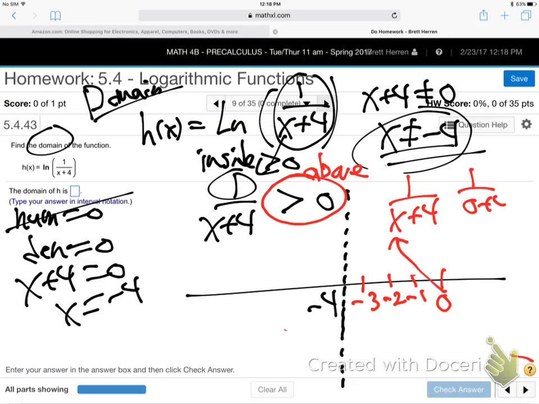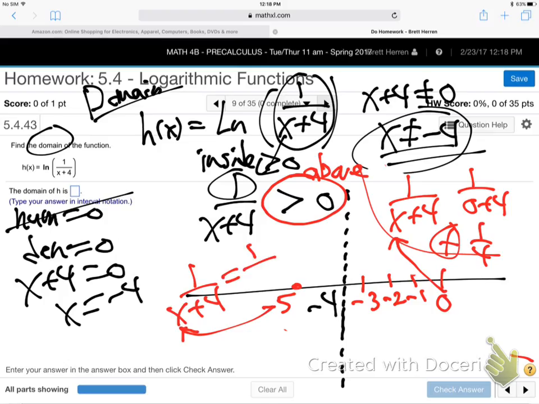1 over 0 plus 4, 1/4, which all I care is it's positive. I don't care what the number is. It's up here, isn't it? It's positive. What about over here, like at -5? Plug it in. 1 over x plus 4. Plug in the -5. 1 over -5 plus 4. That's 1 over -1. That's negative. It's down here, isn't it?